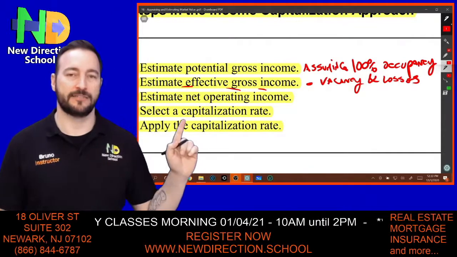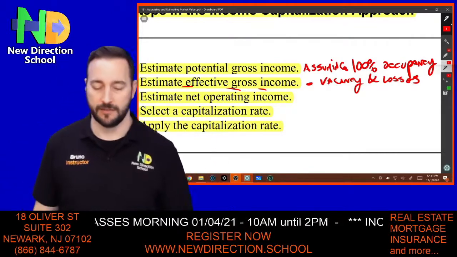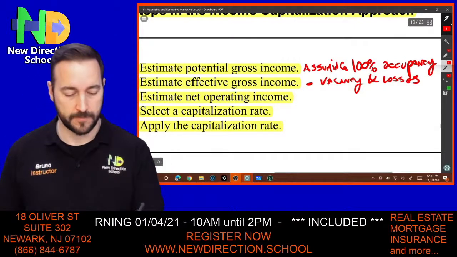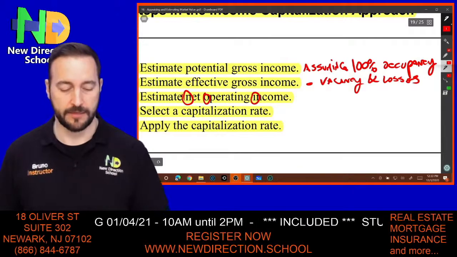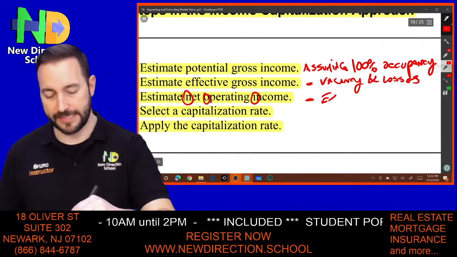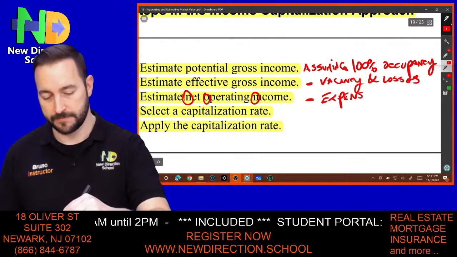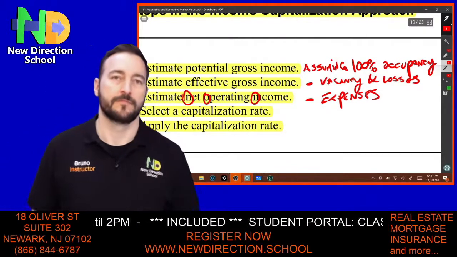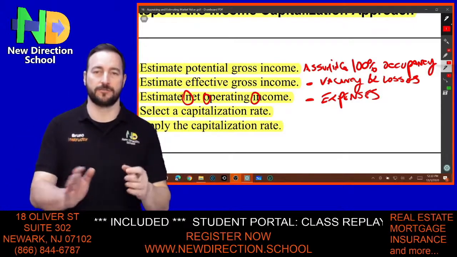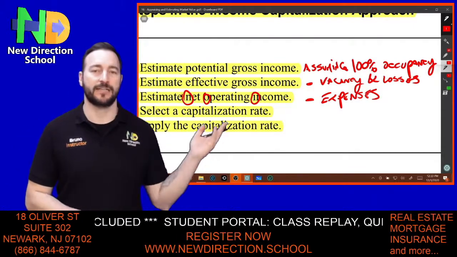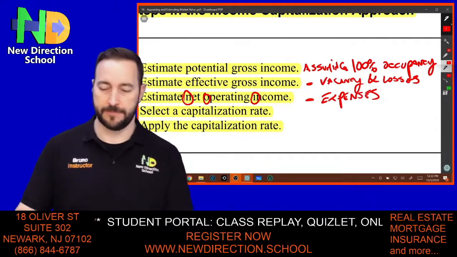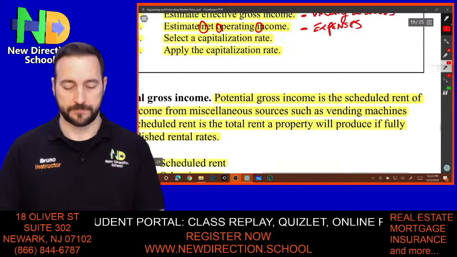And then we estimate the number that we actually need, which is the NOI. NOI is net operating income, and we figure it out by deducting the expenses. At this point, we're going to select a capitalization rate, which I'll explain better in a little bit. And we apply the capitalization rate to our property, and we'll figure out the value.